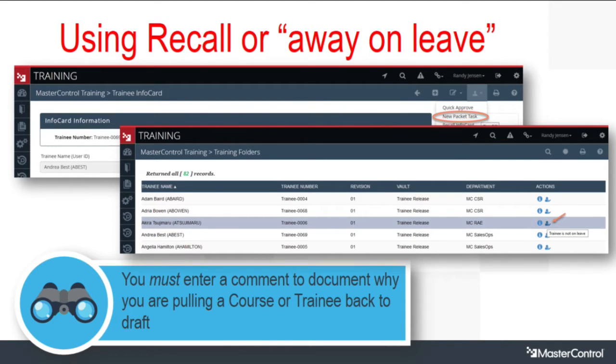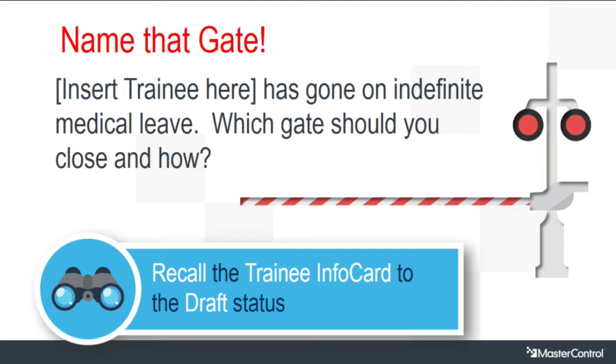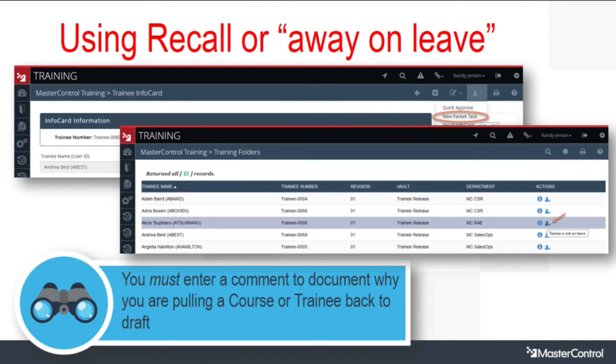Once you do that, what happens in the background is MasterControl will recall their trainee info card. It just pulls it back to draft. Like on this slide where I said recall to draft status, it's a one-click solution to do that exact same thing. Come over here, click on this icon, and then I don't have to remember to turn it back on later. MasterControl will automatically put this trainee back into release whenever the date I plugged in is reached.